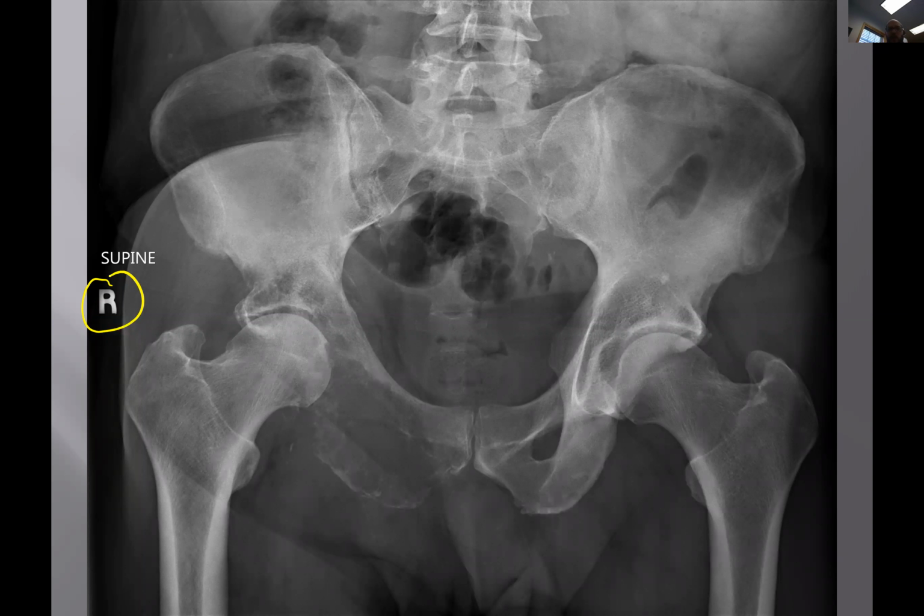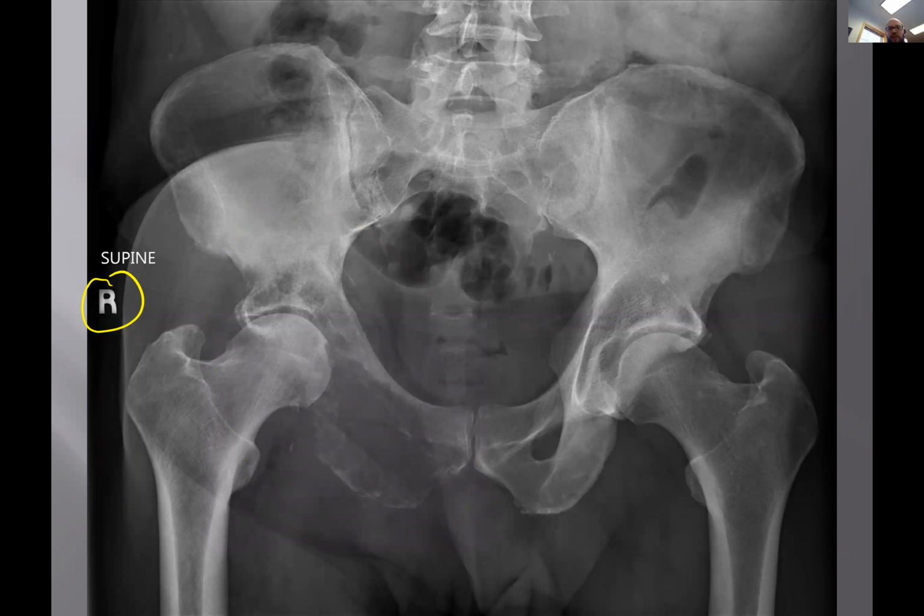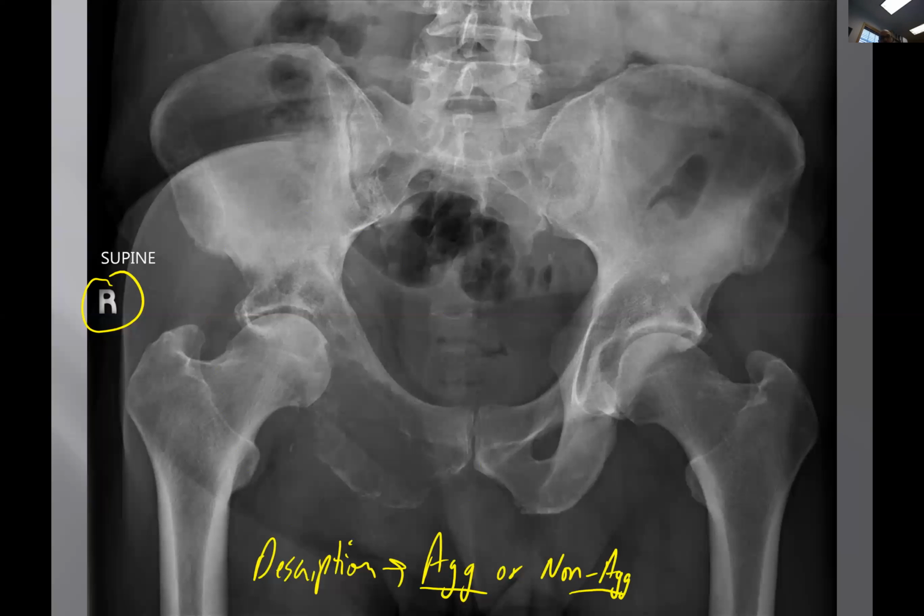There's something in the bone, and I'll just circle this whole area that is involved. Not so much in the femoral head. I agree that it's not involved there, but good detection. And there's an abnormality. It's in the bone. So now we've got to think about description, and we've got to ask ourselves the question: is this bone lesion going to be aggressive or non-aggressive? Aggressive or non-aggressive? That's a huge question here.